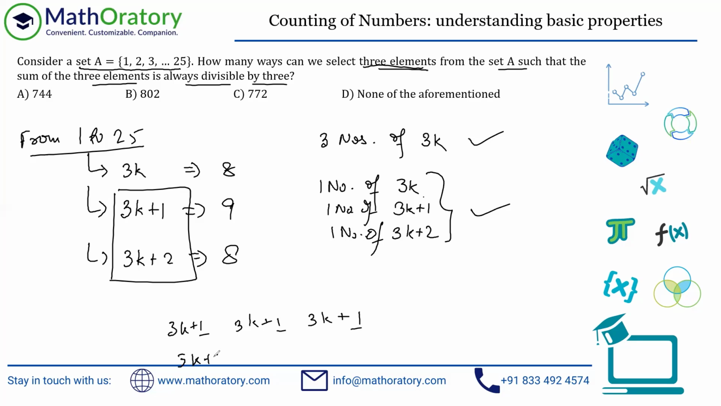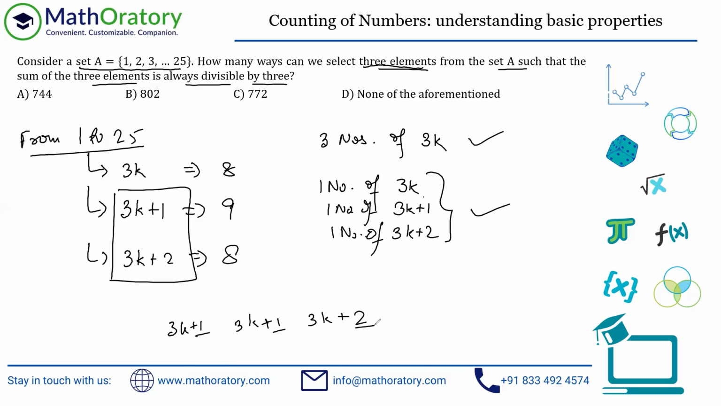Similarly, if I take all the 3 numbers of the type 3K plus 2, then 2 plus 2 plus 2 is also adding up to a multiple of 3. So that also works out. So I can actually take all the 3 numbers of the same type, either of 3K plus 1 or of 3K plus 2. So that I can definitely do, right? But what I can't do is I cannot take 2 numbers of 3K plus 1 and one number of 3K plus 2 type.